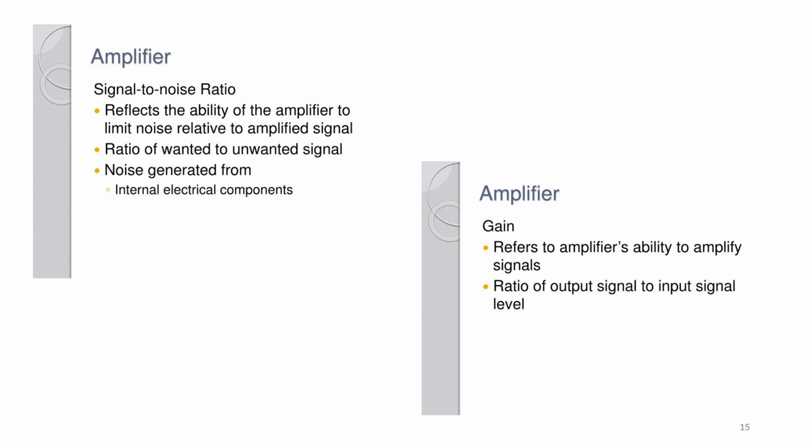Signal to noise ratio reflects the ability of the amplifier to limit noise relative to the amplified signal. So it is a ratio of the wanted to unwanted signal. Where is this noise generated? This noise is generated from internal electrical components. So that is the signal to noise ratio. Now coming to the gain. Gain refers to the amplifier's ability to amplify signals. That is the ratio of the output signal to input signal. So that is the importance of differential amplifiers, and these ratios.